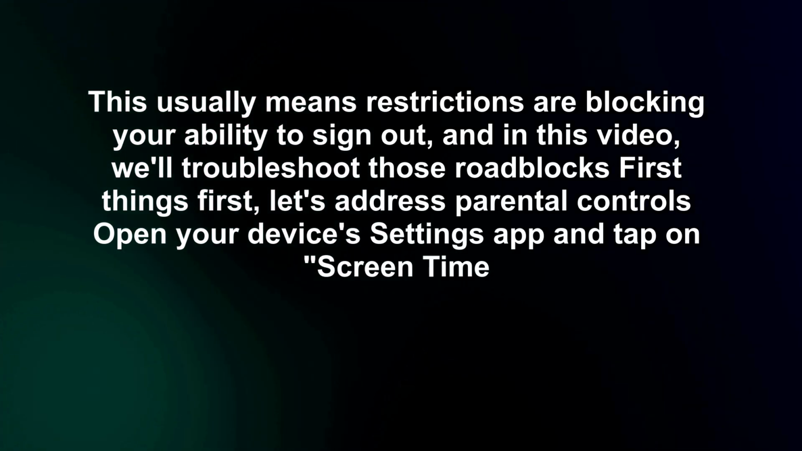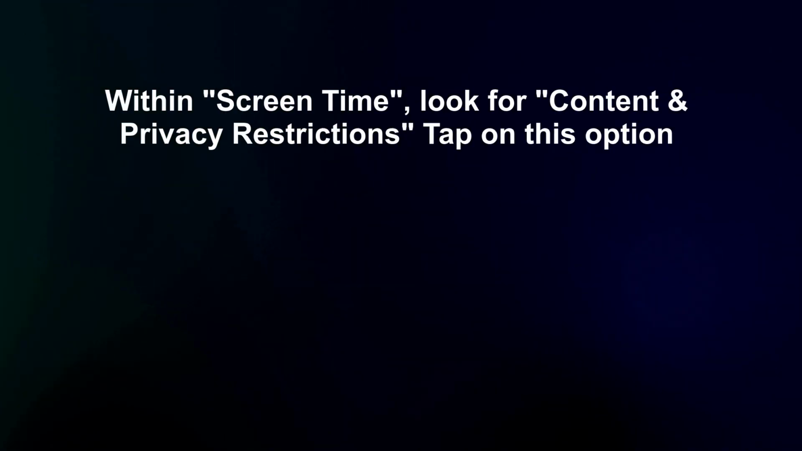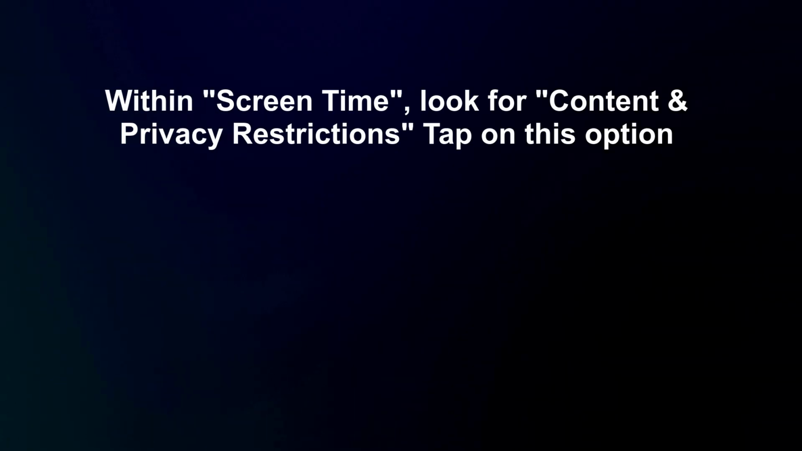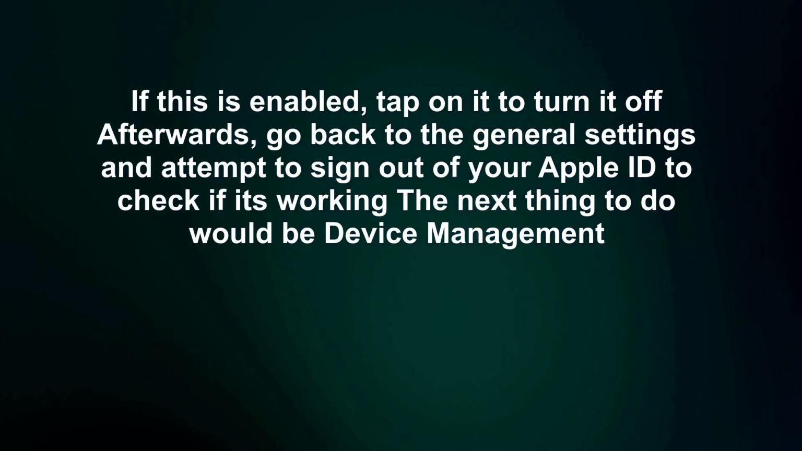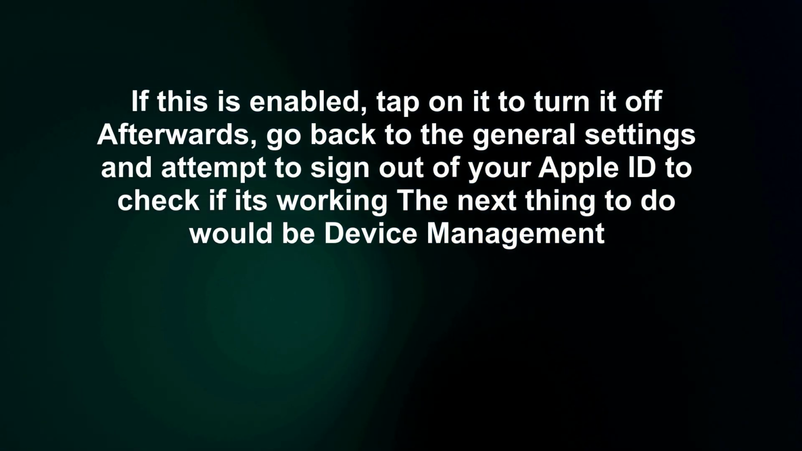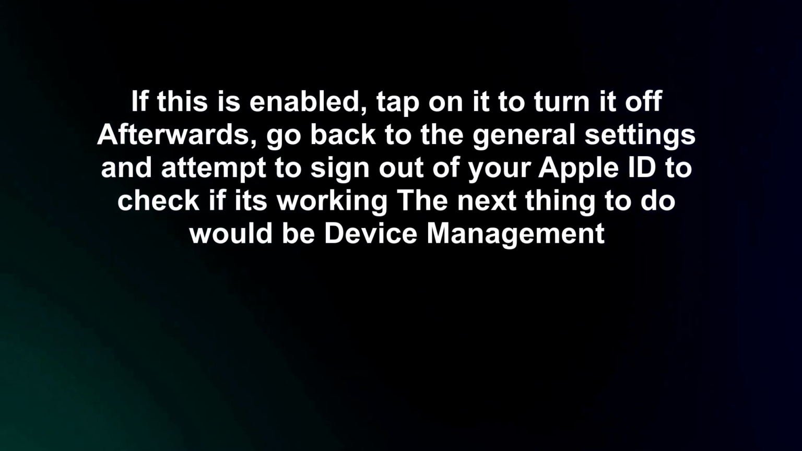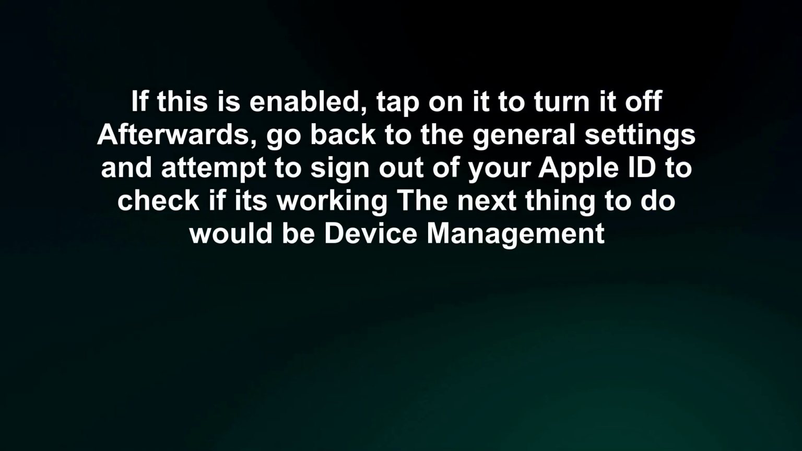Open your device's settings app and tap on screen time. Within screen time, look for content and privacy restrictions. Tap on this option. If this is enabled, tap on it to turn it off. Afterwards, go back to the general settings and attempt to sign out of your Apple ID to check if it's working.